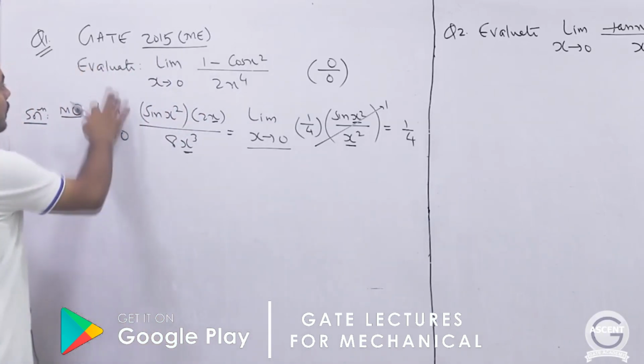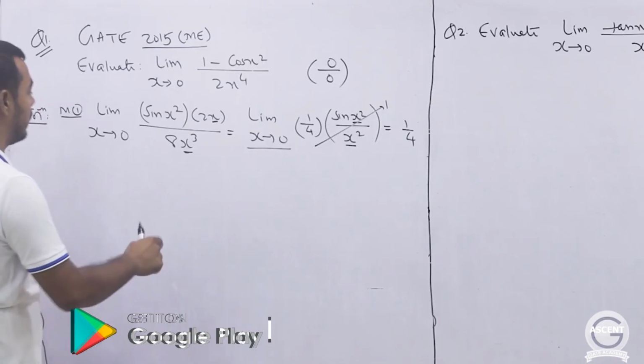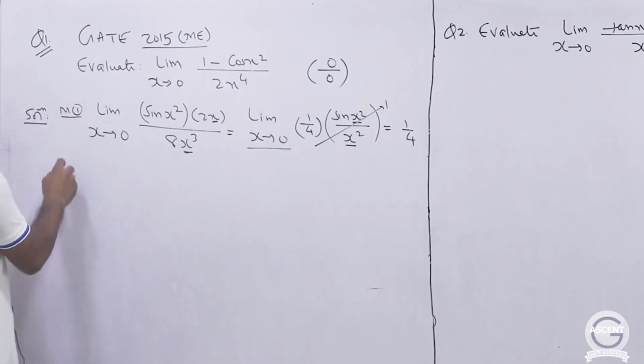For this question, four options were given, so the correct answer will be the option having 1 by 4 as the answer.